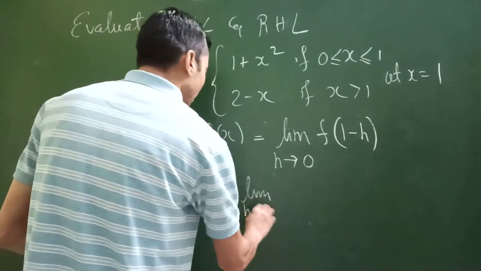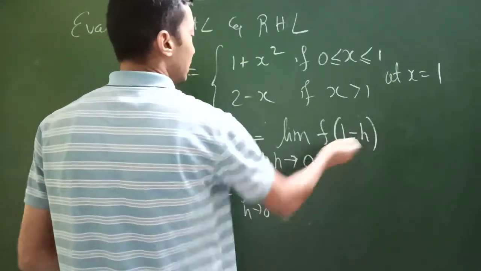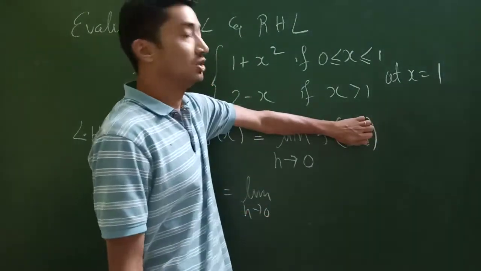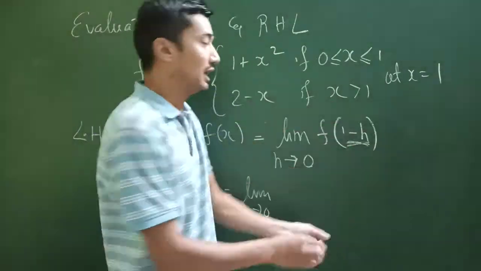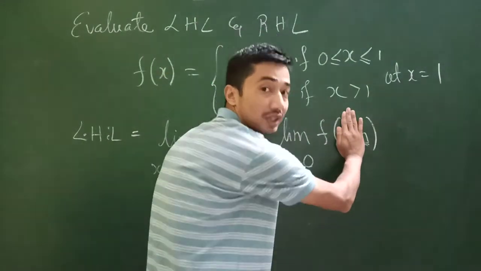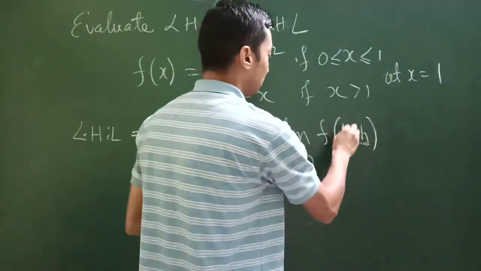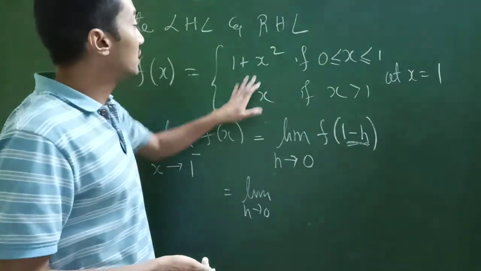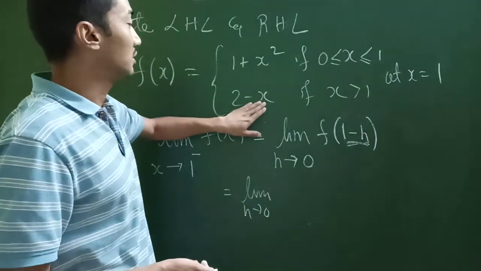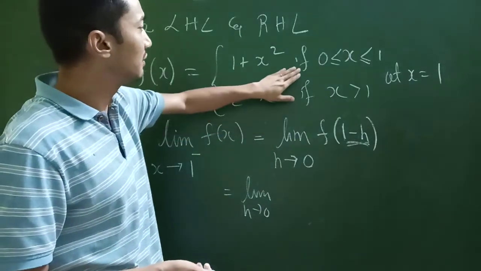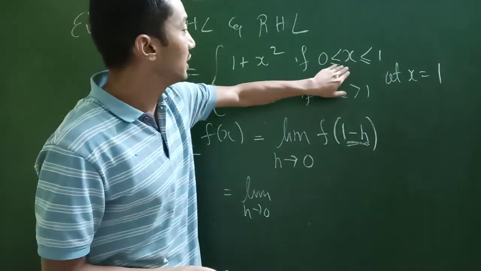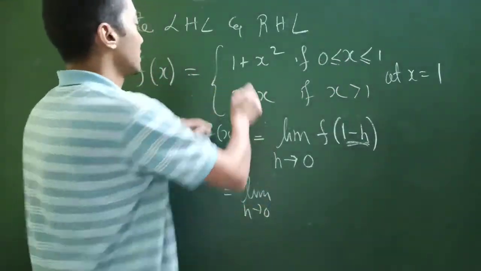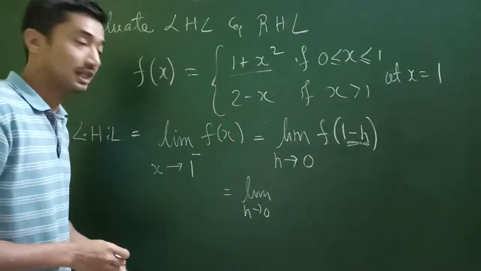After that, it's simple. h tends to 0, f of 1 minus h. Forget about this. This means like 0.9, 0.99, 0.999. Now, for something that is less than 1, which function are we going to use? This one or this one? It's clearly given here. When x is greater than 0 and less than 1, this function obeys this, that is 1 plus x squared.